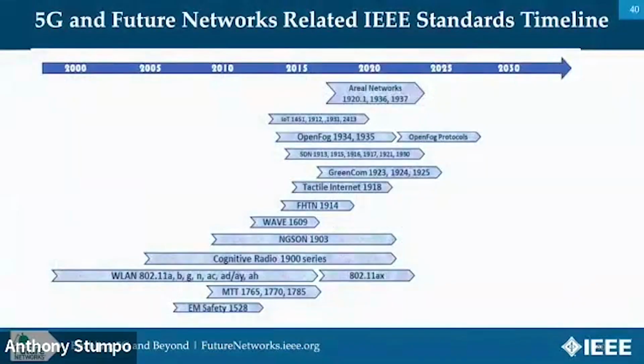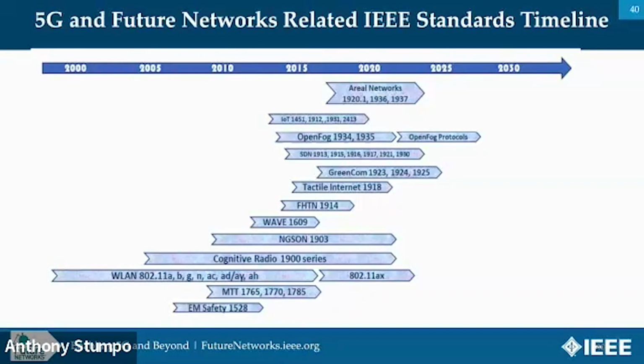Okay, so here is a timeline of some of the 5G and future networks related IEEE standards activities. If you look at how long wireless LAN activity has been going on, it has been going on since before 2000, and right now it is continuing in the form of 802.11ax and BE and so on, which is also called, by trade name, the Wi-Fi 6, Wi-Fi 7 standard that is still in development, but there are products out there already.